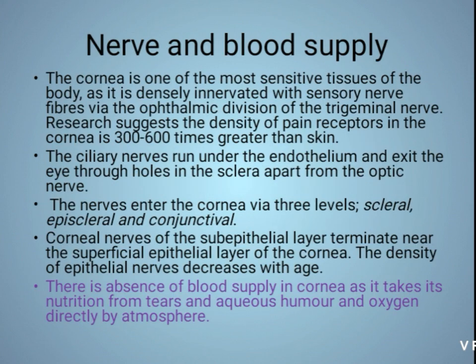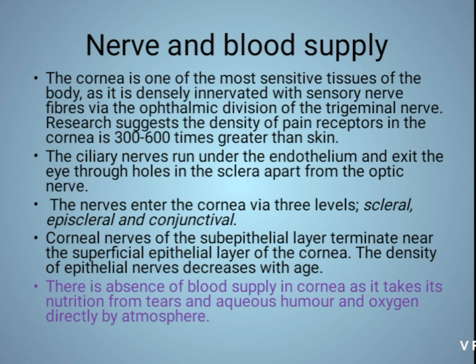Next, the nerve and blood supply of the cornea. Let me tell you first, as the cornea is transparent, it does not contain any blood vessels. It takes all its nutrition from the limbus area, from the tears and the aqueous humor, and oxygen directly from the atmosphere. Okay, nerve supply.